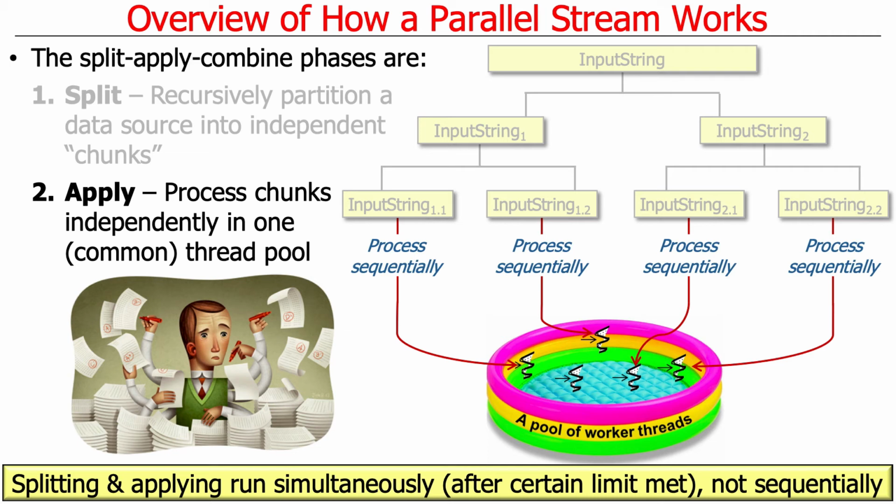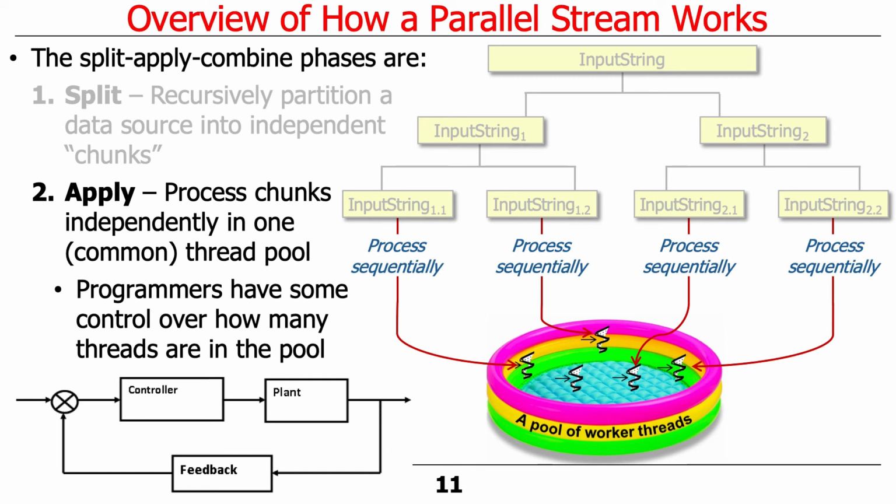Interestingly enough, the way that splitting and applying occur in a parallel stream itself can go on in parallel. So it doesn't work by first splitting everything and then starting to process in parallel. As the splitting begins, it starts putting those things into the fork join pool, and then the threads will kind of wake up and start doing their thing. So you can overlap splitting and applying in parallel too, to get even further speed up.